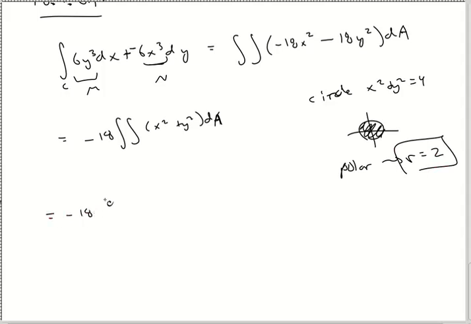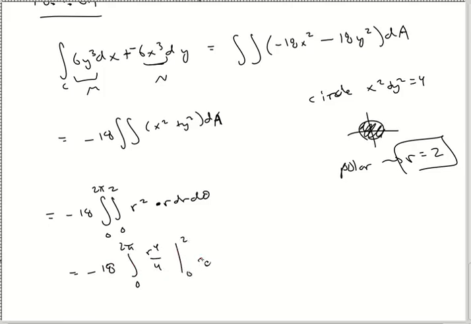And so negative 18 can stay in the front. This guy here is technically r squared times, and then r dr d theta. Again, that requisite r you're going to need. 0 to 2, 0 to 2 pi. So that's technically r cubed. So then when I integrate, I'll get r to the 4th over 4 from 0 to 2 d theta. Toss the 2 in. Of course, the 0 is going to cancel.